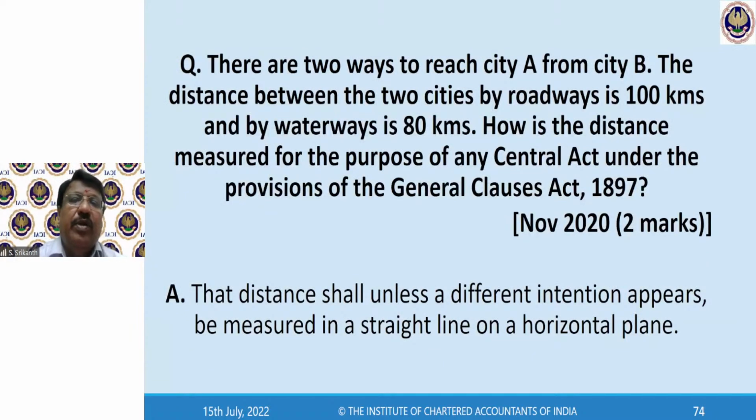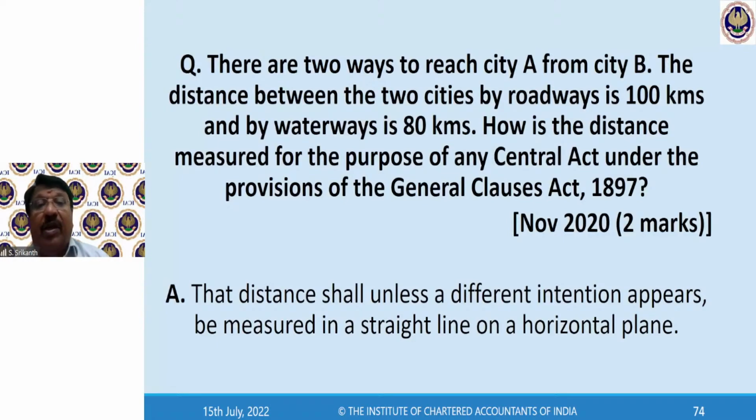There are two ways to reach city A from city B. The distance between the two cities by roadways is 100, by waterways is 80. How is the distance to be measured? It should be measured in a straight line on a horizontal plane. They are not asking you whether it's 100 kilometers or 80 kilometers. Okay, they are asking you, how will you measure? The distance should be measured in a straight line on a horizontal plane.